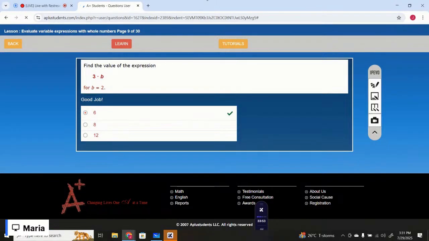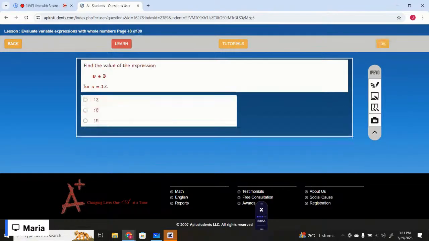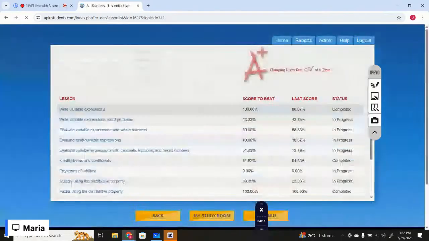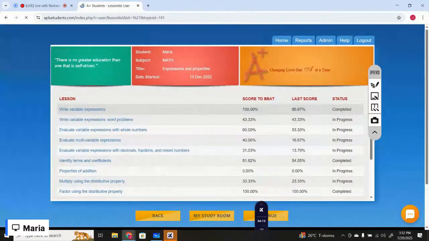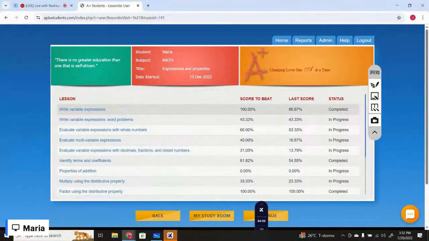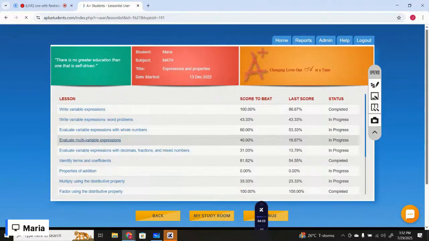Okay, you can complete the lesson by yourself later today. Let me just move on to the next lesson. The next lesson is evaluate multivariable expressions.